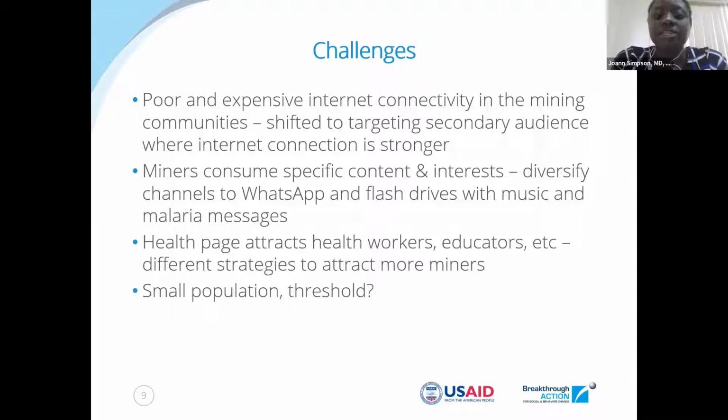And the regions that we target are also sparsely populated, so there may be a threshold for the number of persons that the page attracts. But we continue to use this tool as one of the tools in our toolbox to ensure that we're reaching our target audience with malaria messages.